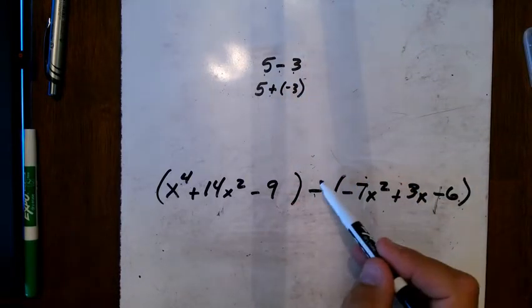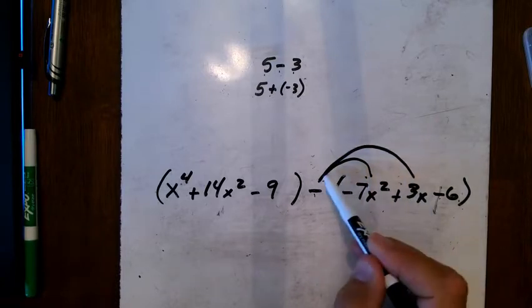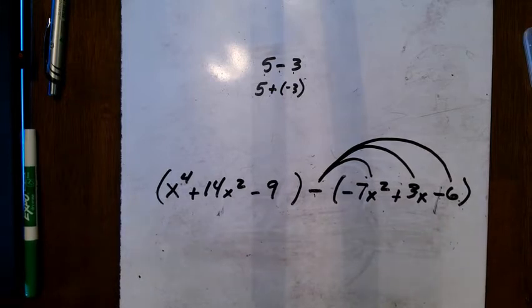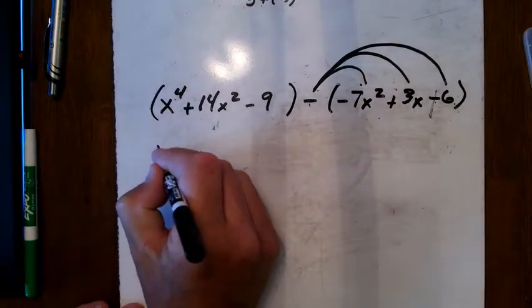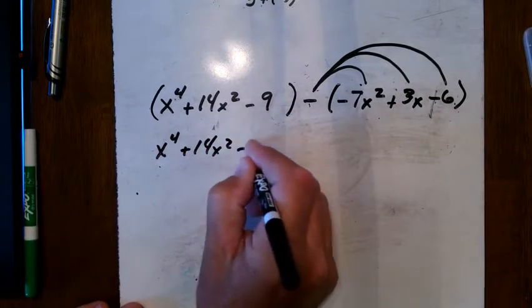Just like we're going to do down here, we're going to distribute. And that's what a lot of us didn't do in our last assignment. So we're going to distribute that negative, and then we're going to regroup, and then we're going to combine those terms that are alike. So I'm going to rewrite x to the 4th plus 14x squared minus 9.